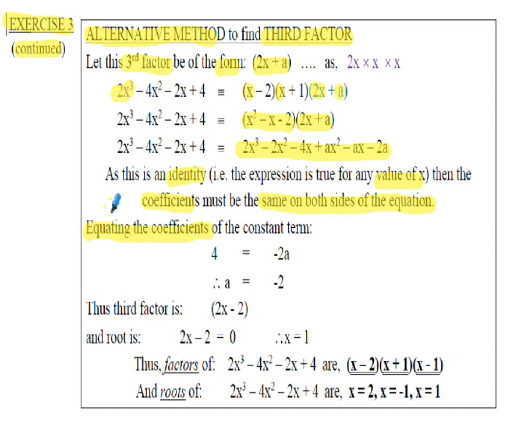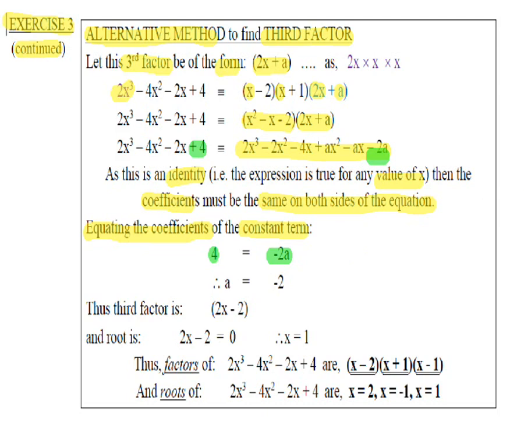And we can equate coefficients for the x cubed, the x squared, the x, or the constant terms. I'm going to use the constant term here. So on the left-hand side of the above identity, I have a constant of +4, so there's my 4 on the left-hand side, and on the right-hand side, the only constant I have is the -2a. All the other terms have an x in them, so they're by definition not a constant. So on the right-hand side, -2a is the term I use.